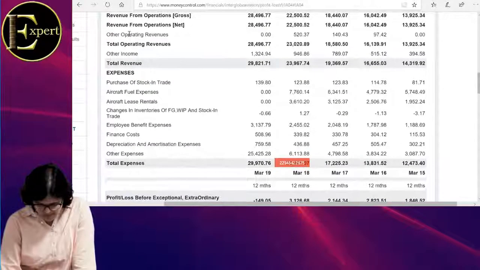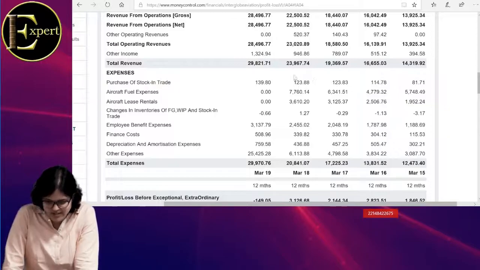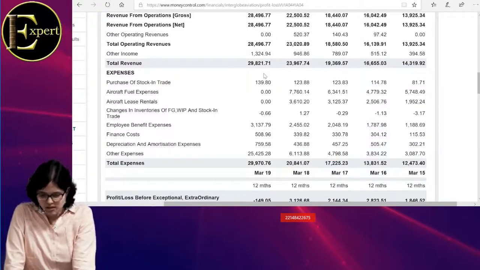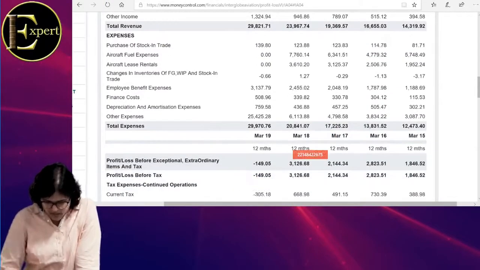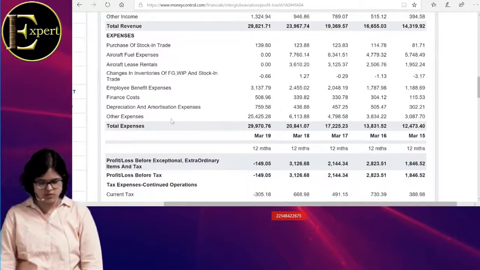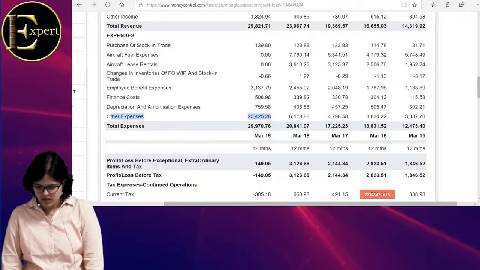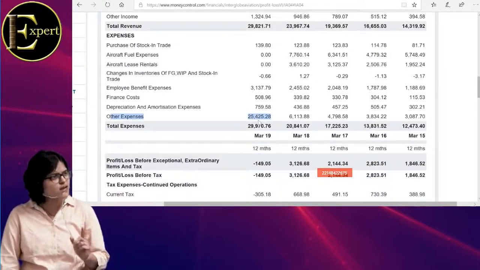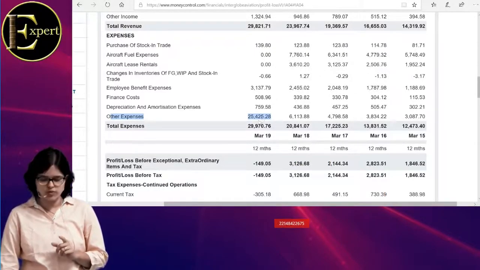So if you see revenue though is steadily increasing, not a problem in the revenue. Now we need to check this other expenses mein kya hua hai. Other expenses has terrifically gone up. This was 3,000, 3,000, 4,000, 6,000 and 25,000. So we need to check this. What is this other expenses? There only we can say whether this.